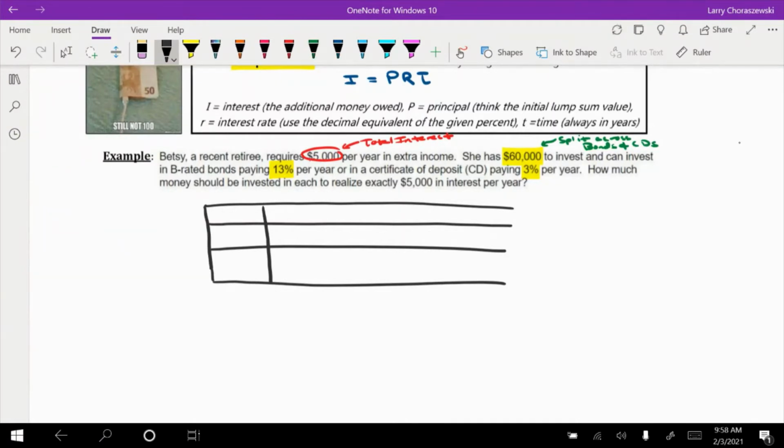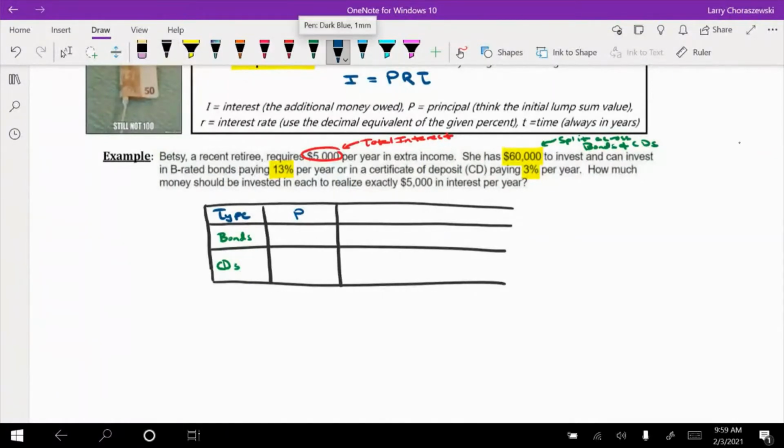This first column is going to be designated for the type of investment. One type is the bonds. The other type is the CDs. The next column is going to represent the principal, the dollars going into each account, which we'll decide on in just a moment.